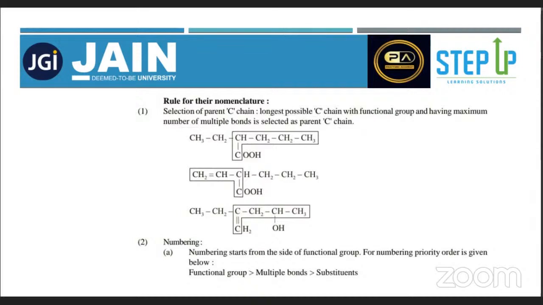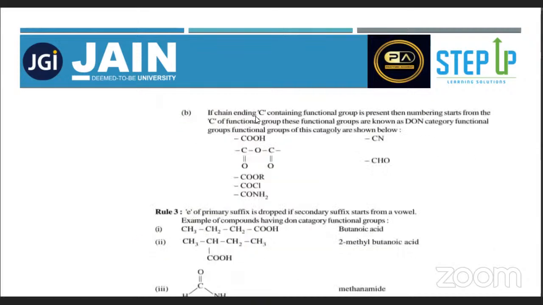We'll see the examples now, so don't worry. If a chain-ending carbon containing a functional group is present and numbering starts from the C of the functional group, this functional group is known as a terminal category functional group. This category is basically shown here, COH. This all is terminal groups, which means the name of these things has to end with this.